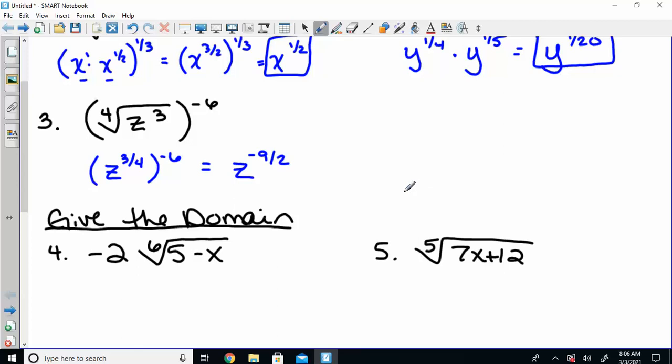And the last thing I would want you to do, if you have a negative exponent, what does that do? Moves it to the bottom. So your final answer is 1/z to the 9/2 power. Questions on those examples?